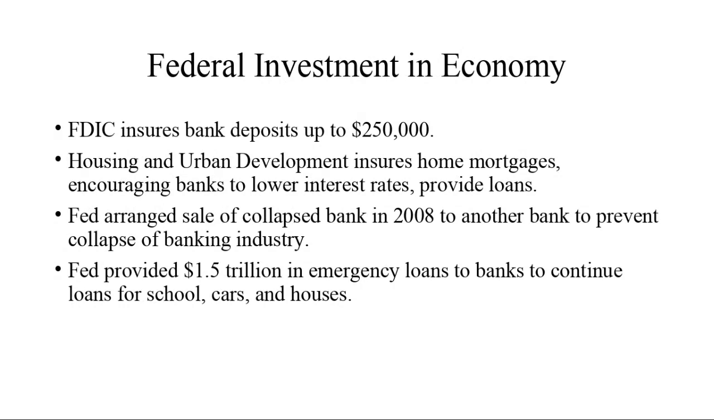All right. So the federal government will invest in the economy. The FDIC insures bank deposits up to $250,000. The FDIC was created during the Great Depression. Part of the reason people lost their money during the Great Depression is banks were using deposit money to invest in the stock market. So when the stock market collapsed, people lost their savings.